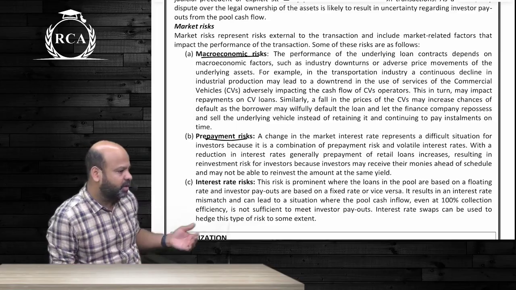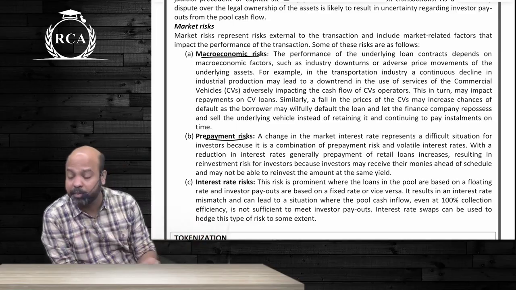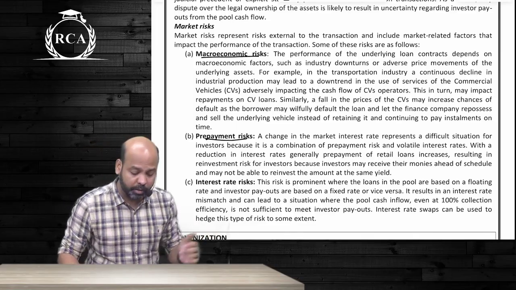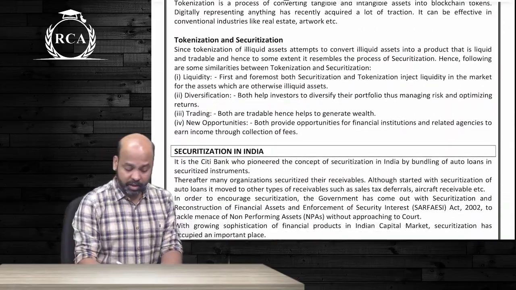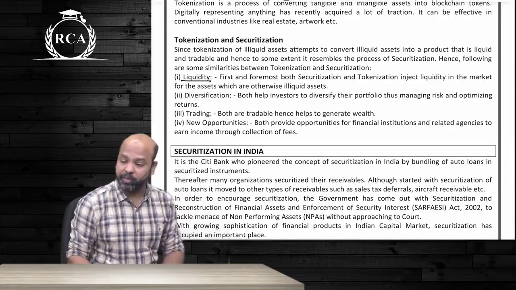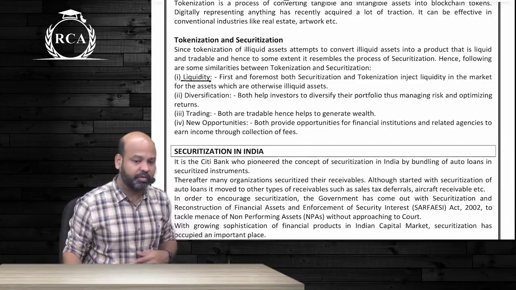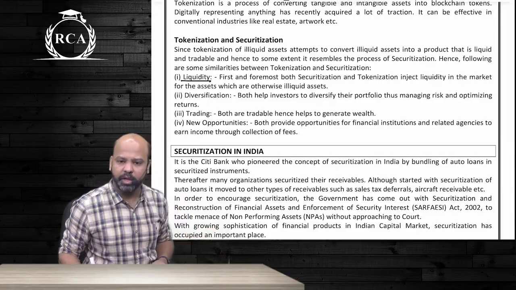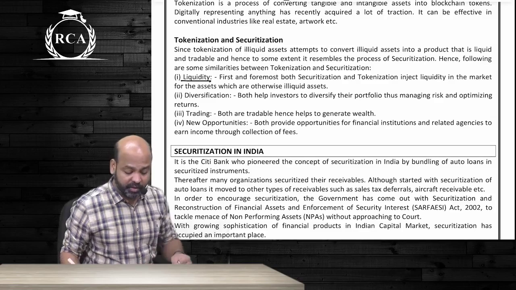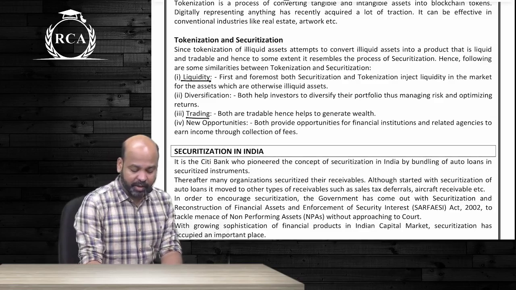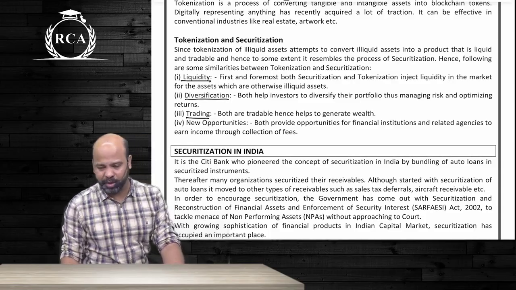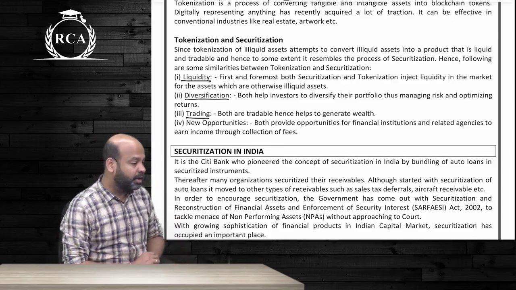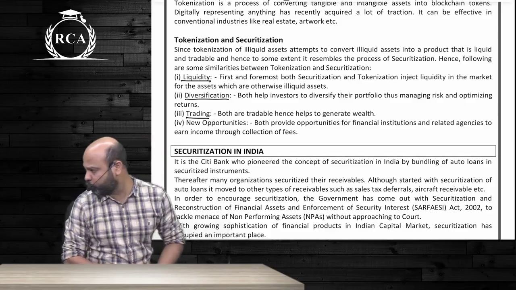This is where they say that tokenization should be implemented for securitized papers. They are talking about the similarity between tokenization and securitization, that they create liquidity. When you say create liquidity, because of creating securities or tokens, the number of investors will increase. Trading will become easier. Diversification for the investors: it is a new piece of instrument. Are we clear, guys? Yes or no?